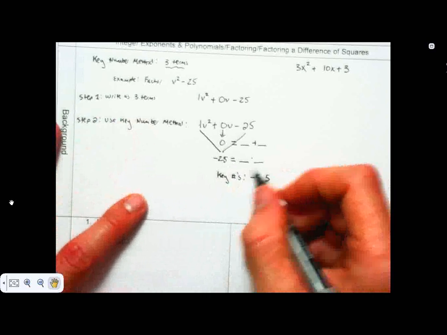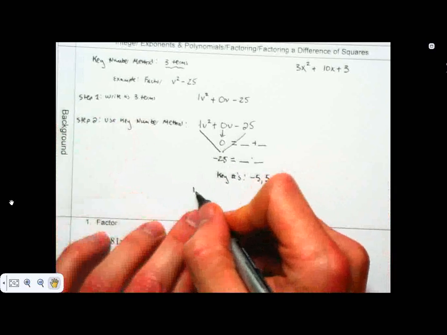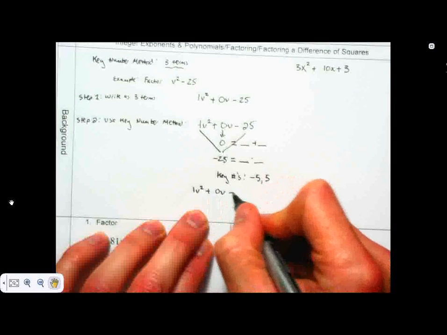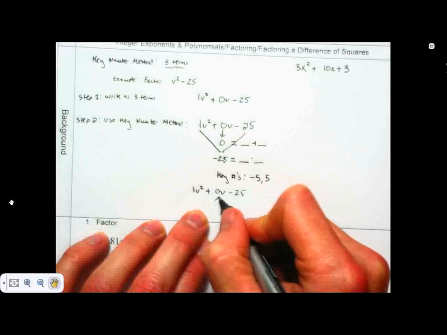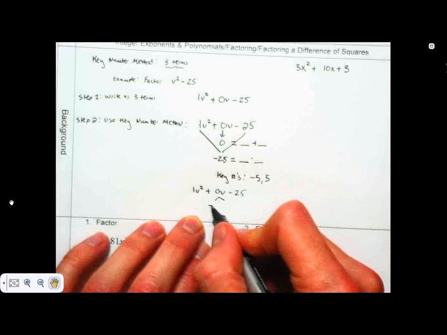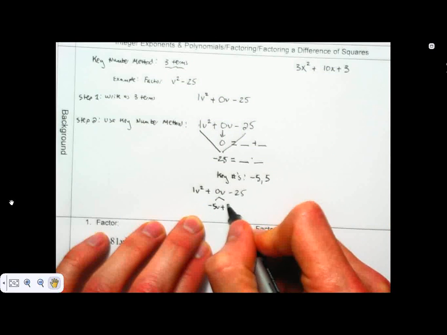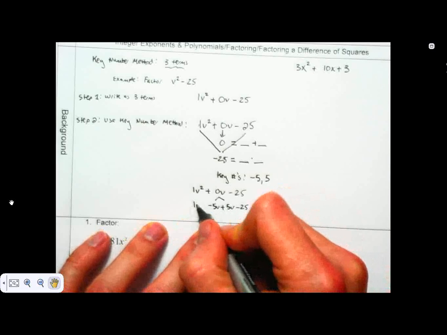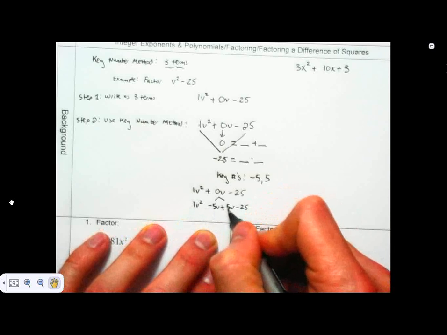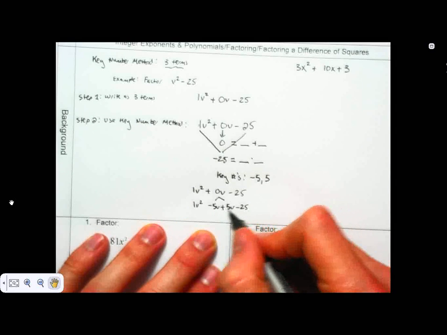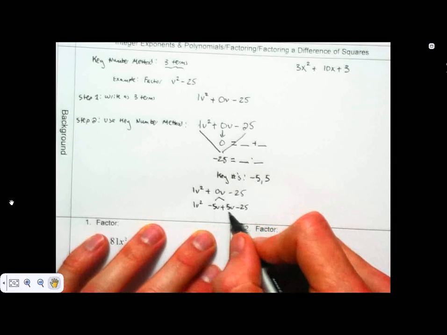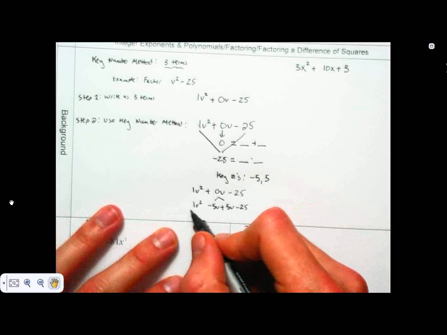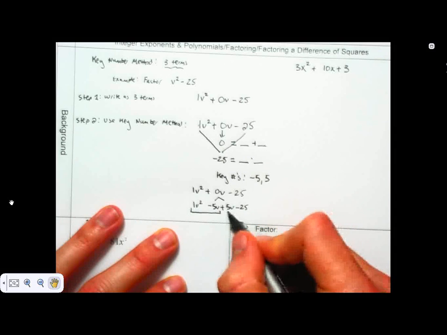So then, once I know my key number, the next step is to basically break up the middle term. So I've got 1v squared plus 0v minus 25. And then, again, I can break up 0v into negative 5v plus 5v. So then I've got 1v squared minus 5v plus 5v minus 25. So notice I haven't changed anything because negative 5v plus 5v is still 0. So then the next step is I take what I've got and I factor by grouping.